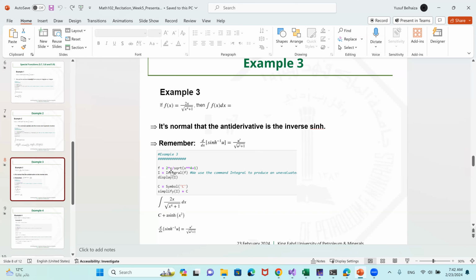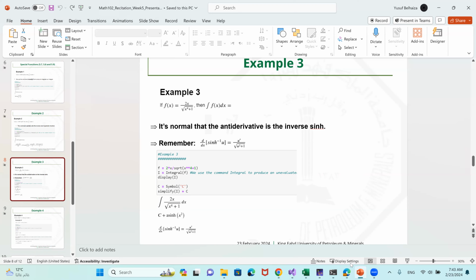So first of all, we define one function, which is f as 2x divided by square root of x to the power 4 plus 1. We'll define our integral. Okay, this is an indefinite integral here, unevaluated. And we have a symbol c, which is the constant of integration. And we'll simplify I plus c. And of course, here since we have no limits on our integral, this is an indefinite integral. We'll have just arc sine hyperbolic of x squared as the result of our integration after simplification. So it gives you this function.